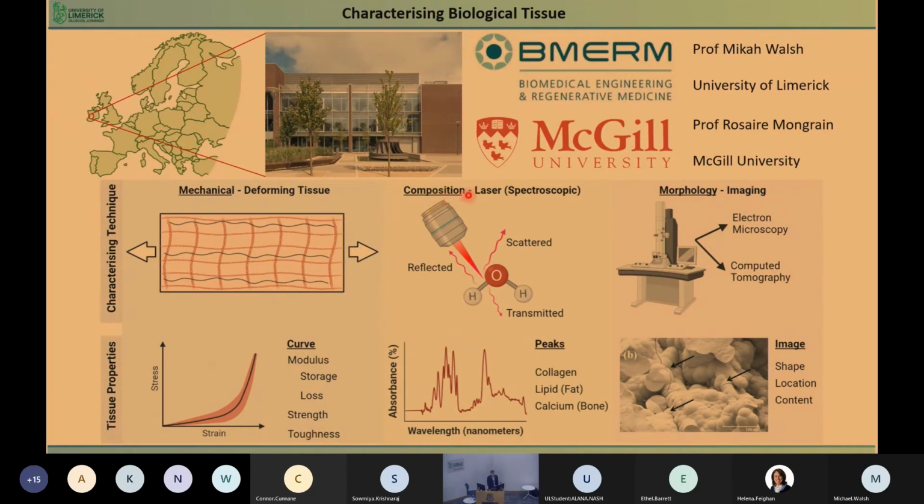And then there was composition, looking at the composition of tissue using spectroscopic laser techniques, so deliberately shining lasers on the molecules within the tissue and seeing how that light scatters, is reflected, or is transmitted. And this gives you what's called a spectra. And from this collection of peaks here, you can discern how much collagen, lipid, or calcium is in that tissue. And then finally, there was morphological characterization, which is just imaging using primarily electron microscopy and computed tomography. And this was just to look at the different morphology, the content, the location of the tissue. So that's kind of just to go over what a biological tissue is, the different characterization techniques that I would have used during my PhD, and now onto some of the findings.